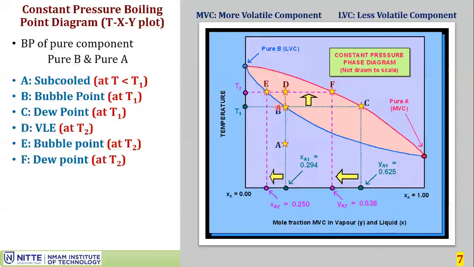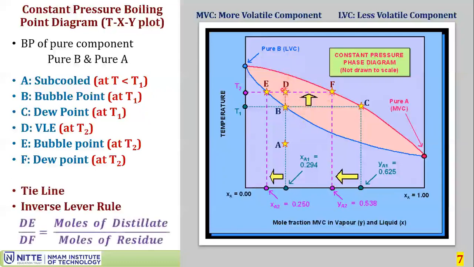So what you observe is the concentration of Y decreases if I heat it further, the equilibrium. Further I can heat it up to this point, it will form completely vapor. Now this particular line, EDF or BC, this is called as tie line. Now you have something called as inverse lever rule applicable here too.